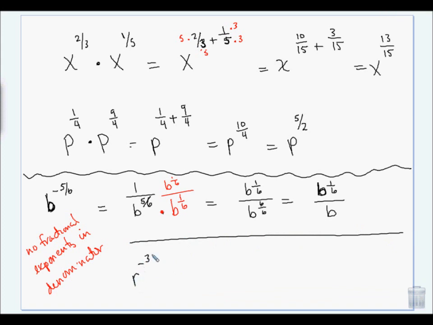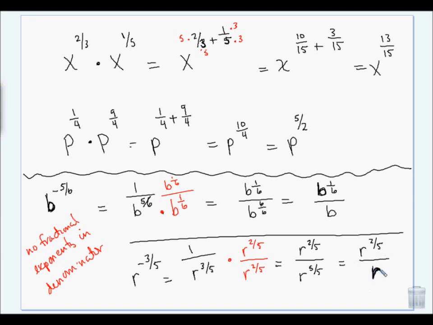So I have r to the negative 3/5. That's the same thing as 1 over r to the 3/5. But I can't have fractional exponents, so I need to turn this into 5/5. So in order to turn that into a 5, I need to multiply it by 2/5. So now I have 5/5 because I add them together. So then that becomes r to the 2/5 over r.